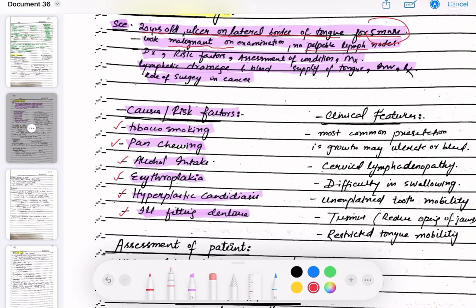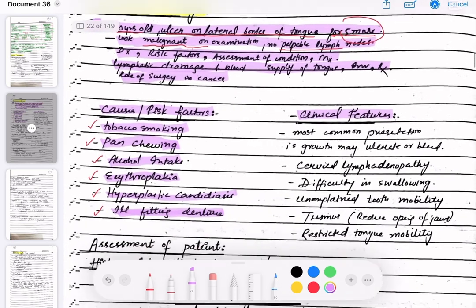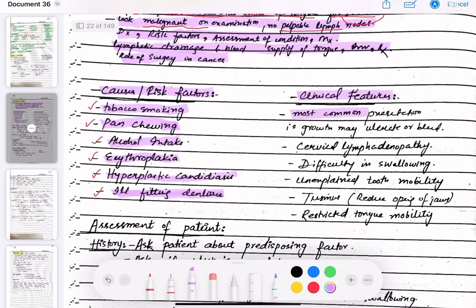Now the clinical features for this condition, that is carcinoma of tongue, are that the most common presentation is a growth that may ulcerate or bleed. Ulceration will be present on the tongue, and cervical lymphadenopathy will be there, and there will be difficulty in swallowing, unexplained tooth mobility, and trismus, that is reduced opening of the jaws, and restricted tongue mobility. Okay, so these are the clinical features.